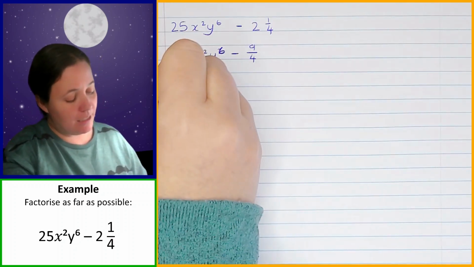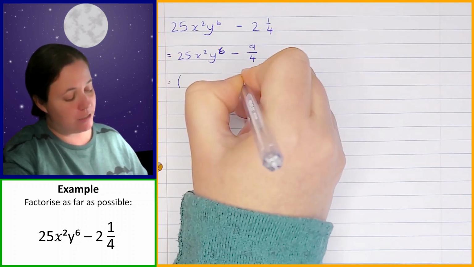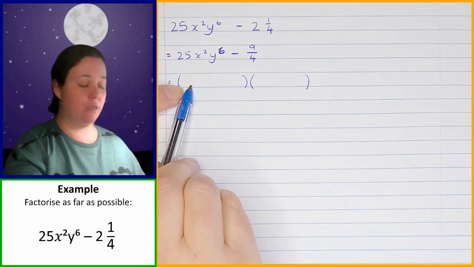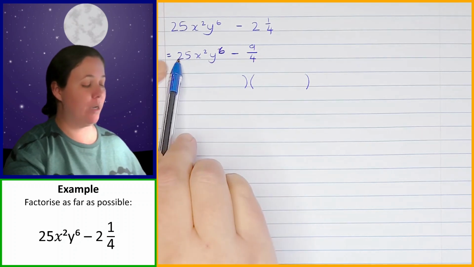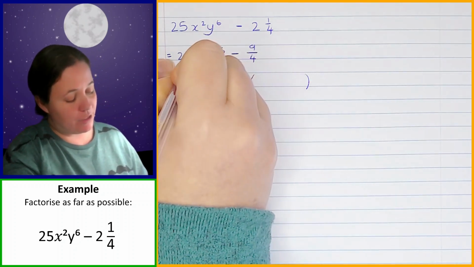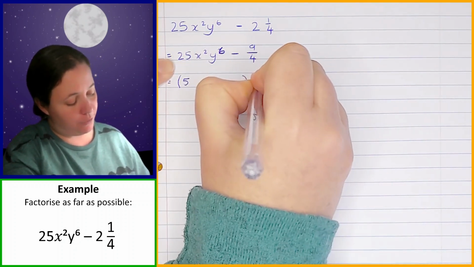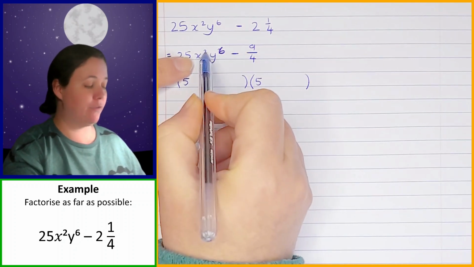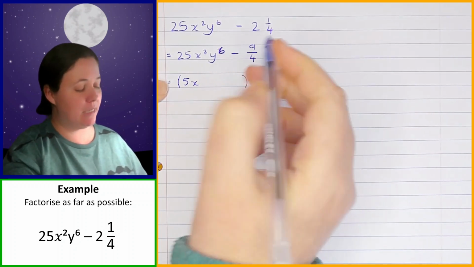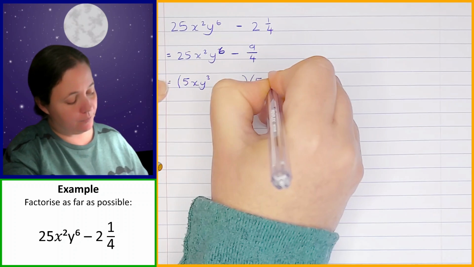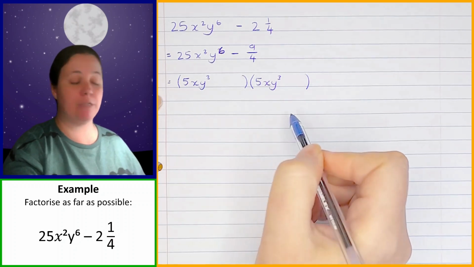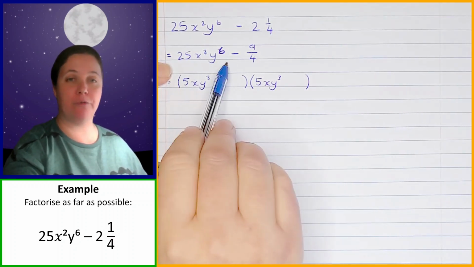Okay, so what I'm going to do is I start off by opening two sets of brackets like this. In my brackets, the first term in each set of brackets is going to be the square root of the first term here. So I square root the number, 25 becomes 5. The square root of 25 is 5, and that goes in both. Then I do my x's. The square root of x squared is x. That goes in both. And then the square root of y to the power of 6 is y cubed. That goes in both. So your first term in each of the brackets is going to be exactly the same as each other, and it's the square root of the first term of your expression.